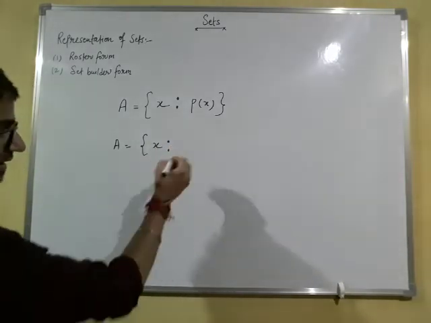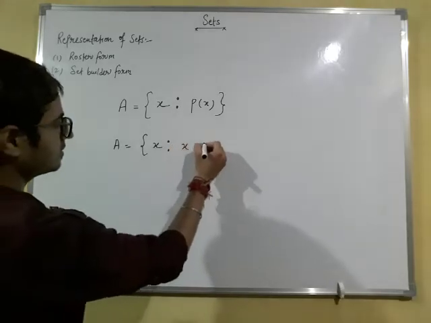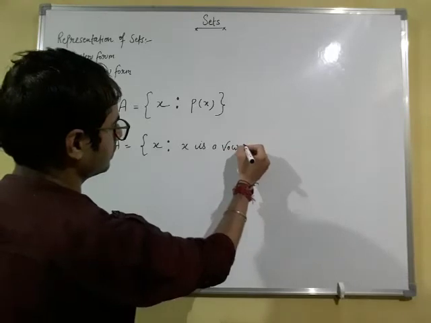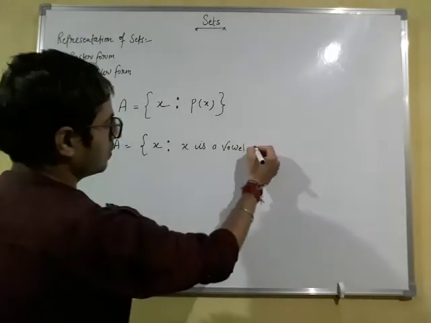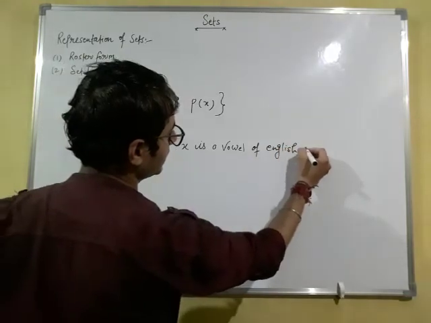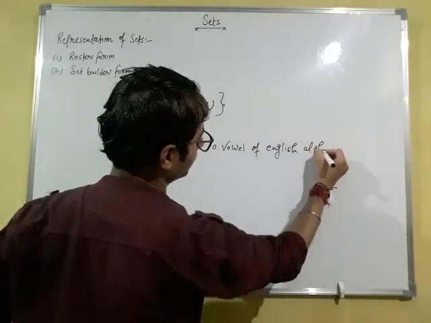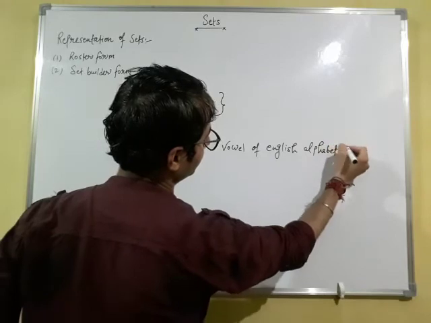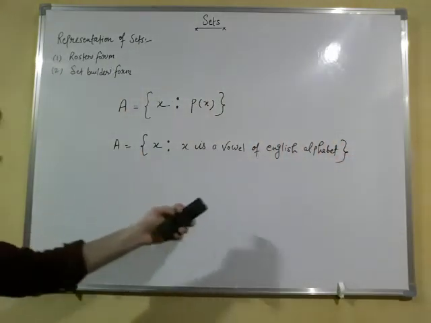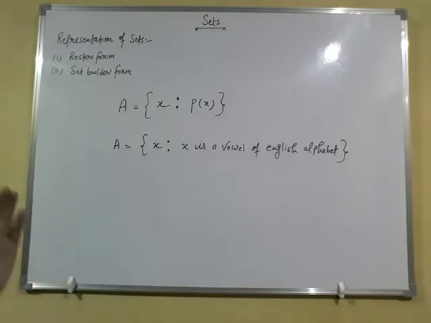We need to define x. x is a vowel of the English alphabet, and then close the braces. How will you read it?